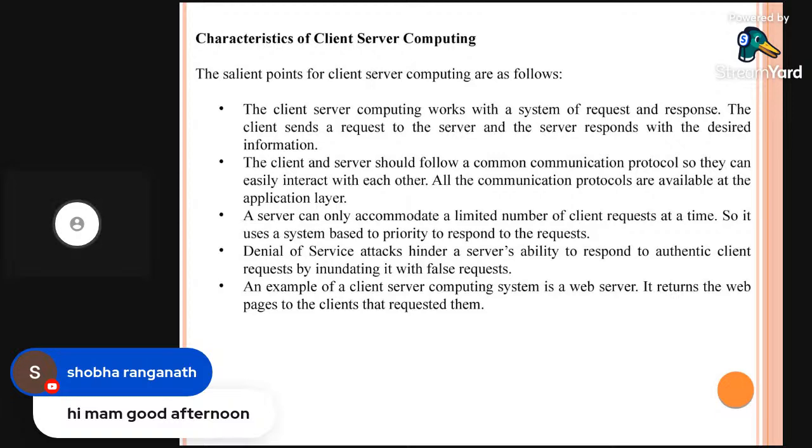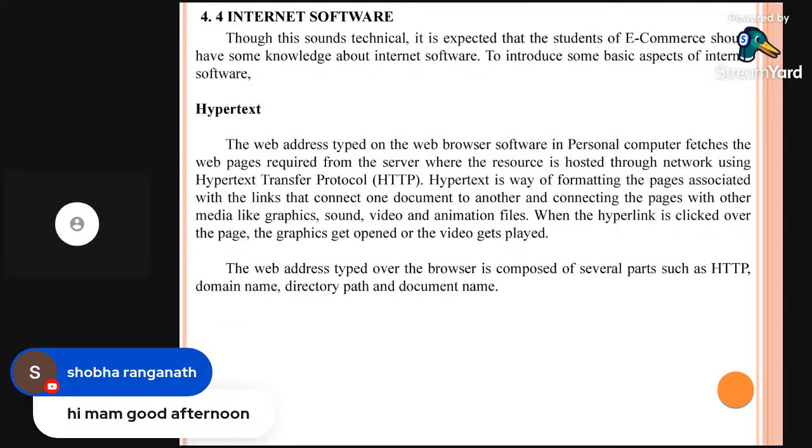There are various aspects which we need to understand about the internet. One such thing is the software. What kinds of software are used in the internet, and how the software functions to provide us the e-commerce facilities. The first concept under this is hypertext. The web addresses typed on the web browser software in a personal computer fetch the web pages required from the server where the resource is hosted, through the network, using HTTP. This HTTP is nothing but the hypertext transfer protocol.